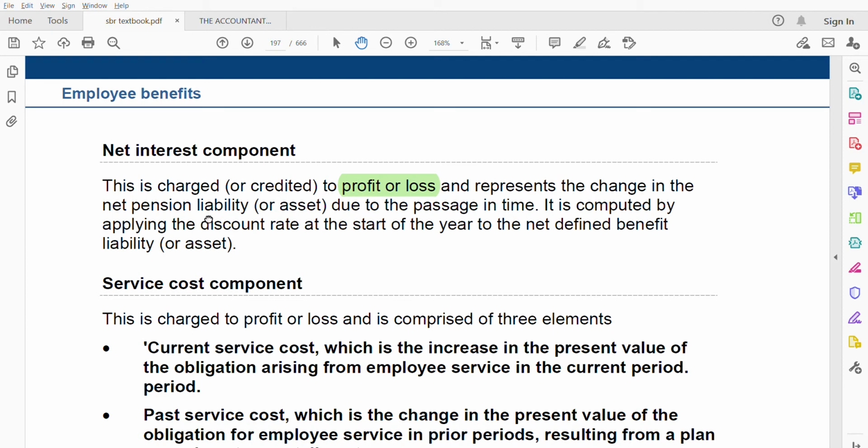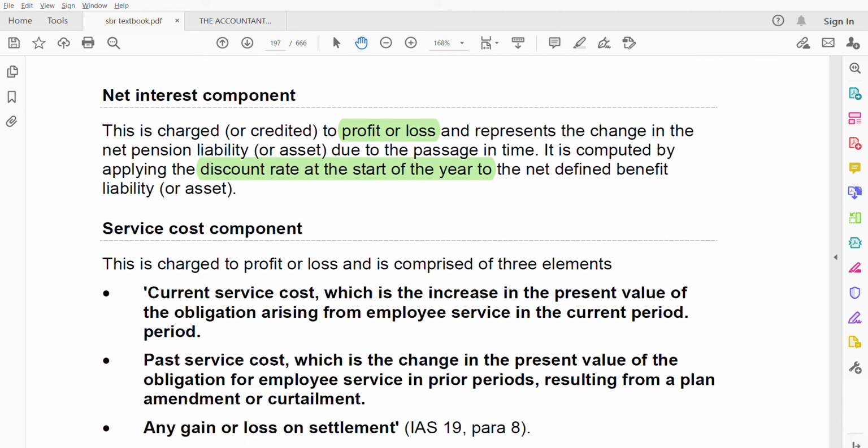So you will be given some discount rate at the start of the year that you only need to apply to the opening balance. That's how you get the net interest component, and it is in the profit and loss account. So only that you need to remember. Now let us go to the service cost component.